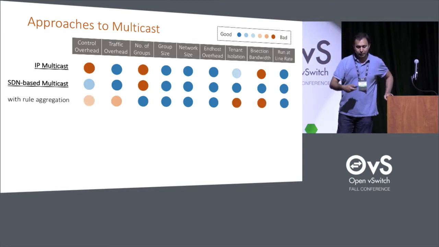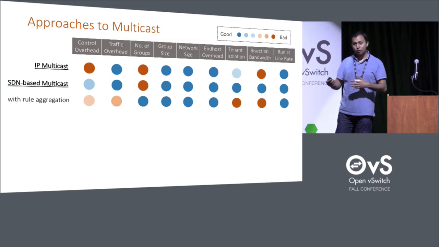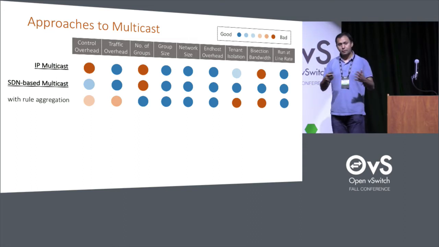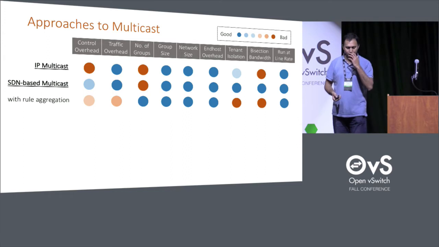Then there are techniques like flow aggregation, where they try to aggregate flows for multiple tenants together. In that case, you do get more groups, but then you are limited by either low bandwidth utilization or you don't provide tenant isolation and so forth.